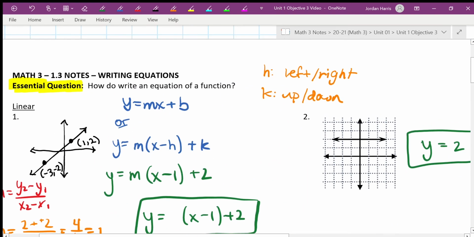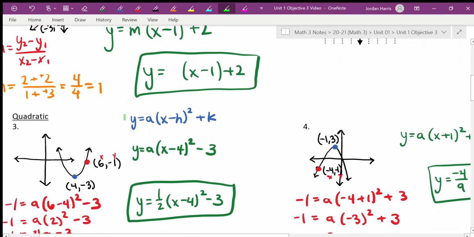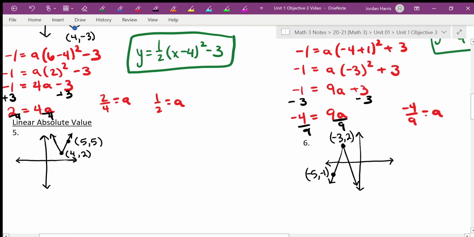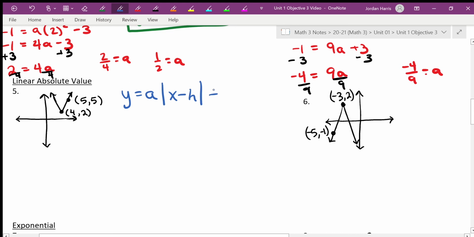Okay, let me go back and highlight these equations that we're using. These are important. So that's for linear. This is for quadratic. Remember, h and k represent my shifts. Now we have linear absolute. So we have y equals a times the absolute value of x minus h, plus k. Okay, so that's our general form equation.